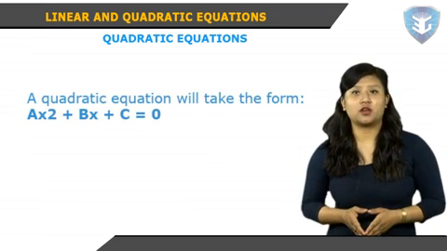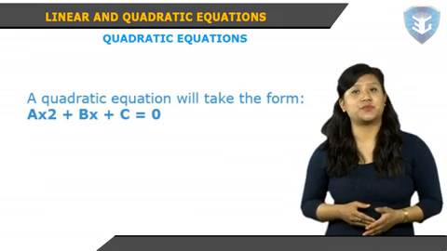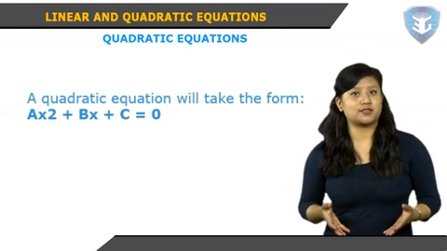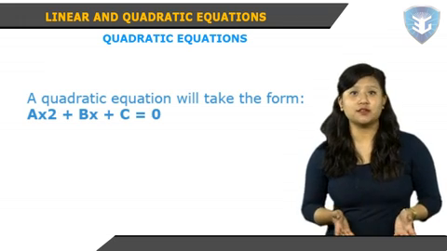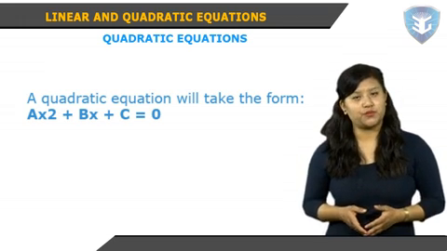In general, quadratic equations will take the form ax² + bx + c = 0. a can be any number excluding 0; b and c can be any numbers including 0. If b or c is 0, then these terms will not appear.